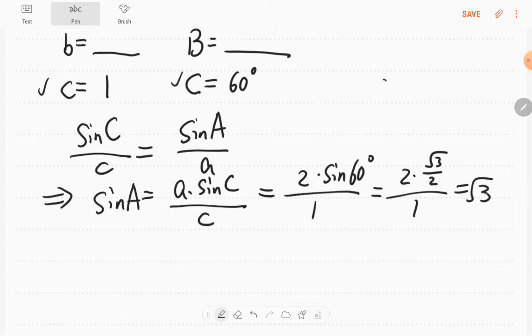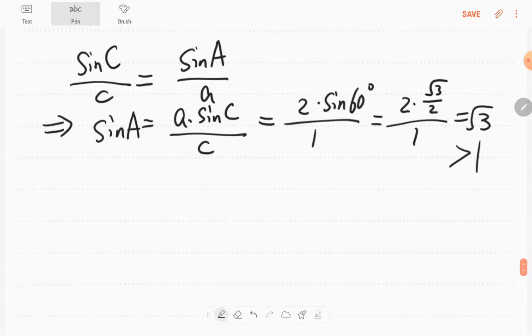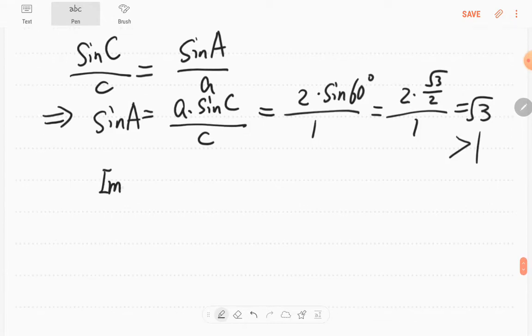Okay, so this is a question because square root 3 is greater than 1. We know the sine value is always between -1 and 1. But the law of sine tells you that sine A is equal to square root 3, greater than 1. So that means it's impossible, right? Impossible to have a triangle in which sine A is greater than 1. So there is no triangle.